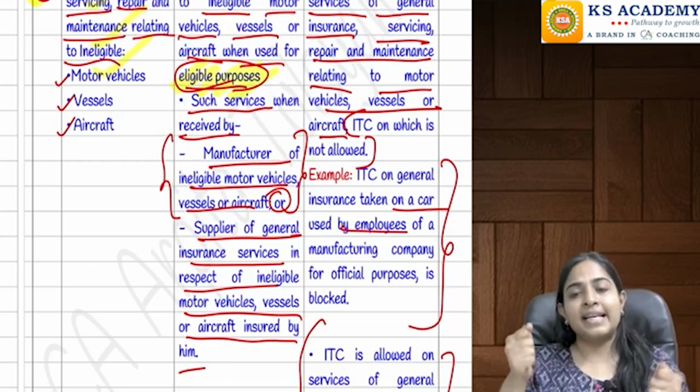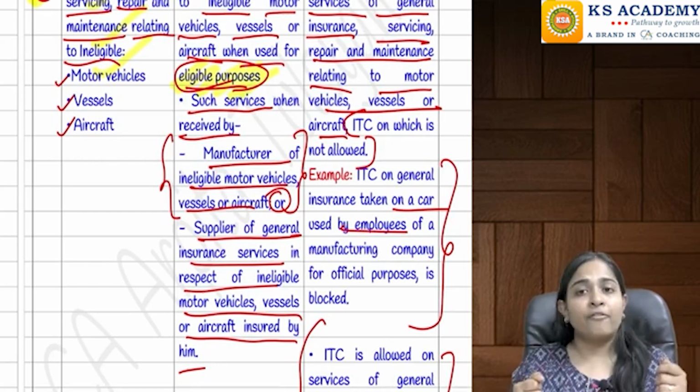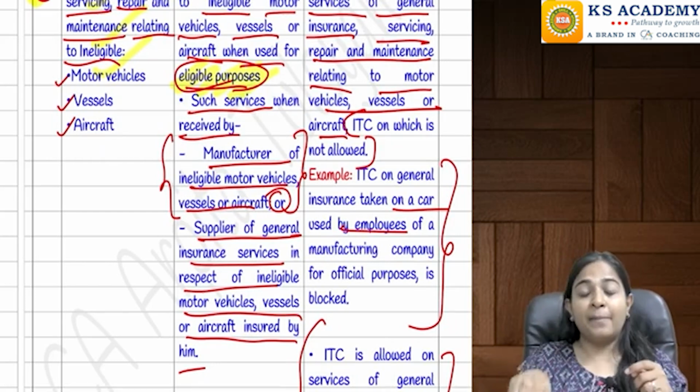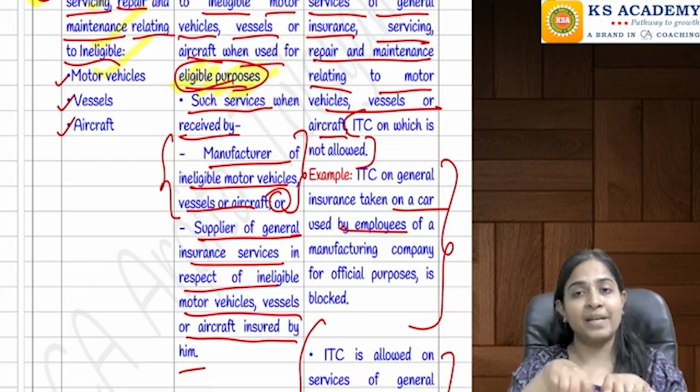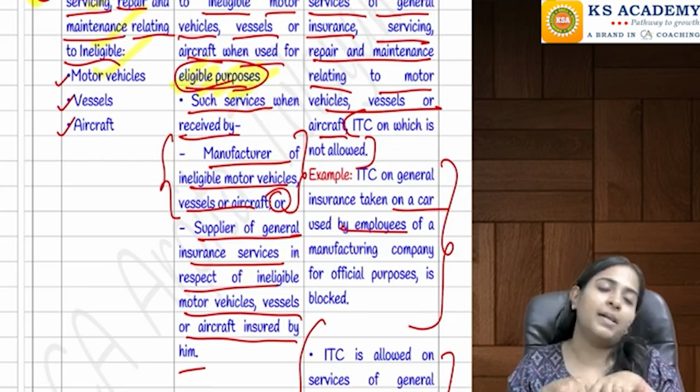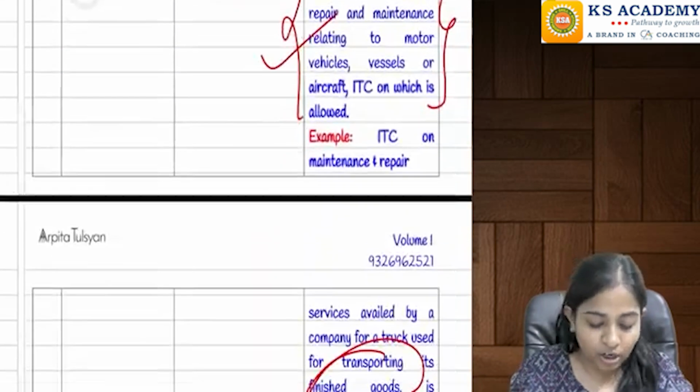But let's take the example of a motor driving school. For that the credit was allowed. So if they incur any expenses on insurance, repairs, maintenance, on that if there is any ITC available, then that will be available. That is not at all blocked.